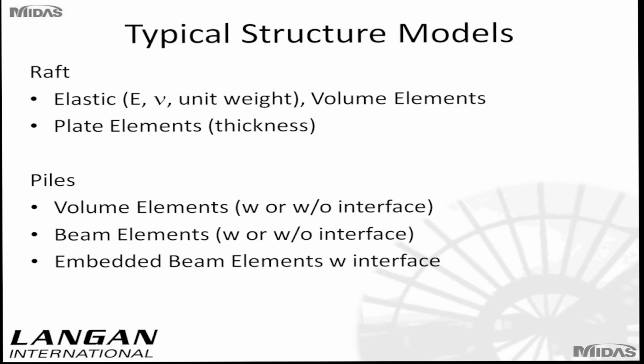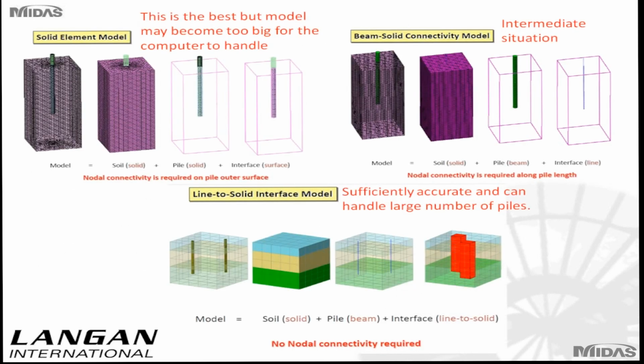Now, for the structures of the geotechnical model, we would model the raft either with volume elements or with plate elements. We would describe either the modulus of elasticity, Poisson's ratio and unit weight for the volume elements, or unit weight and thickness for the plate elements. For the piles, we have more options for how to describe them: either with volume elements with or without interface, beam elements, again with or without interface, and embedded beam elements with interface. I'm going to go a little more in detail with the piles.